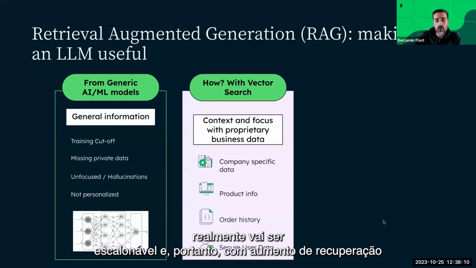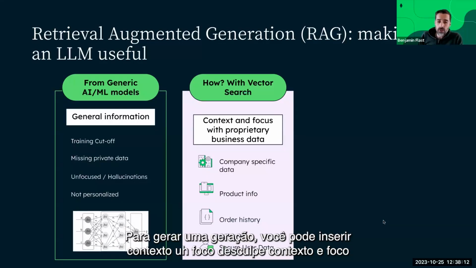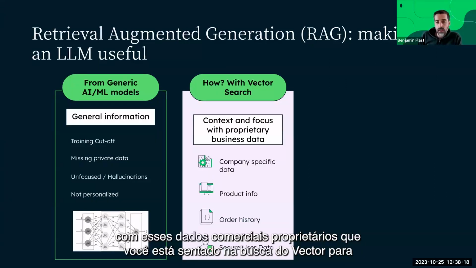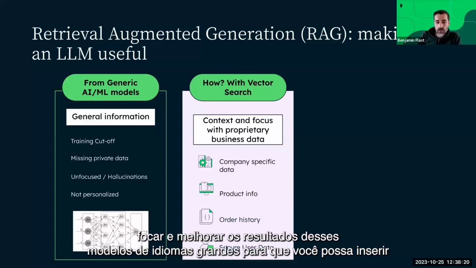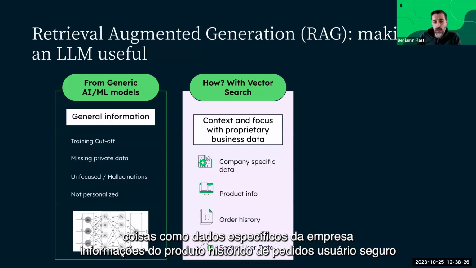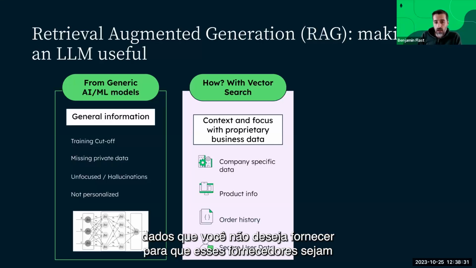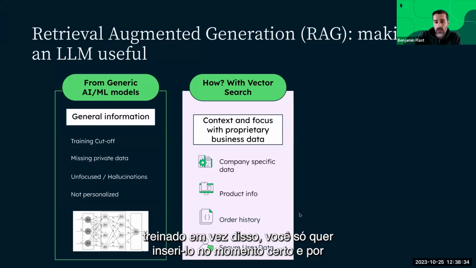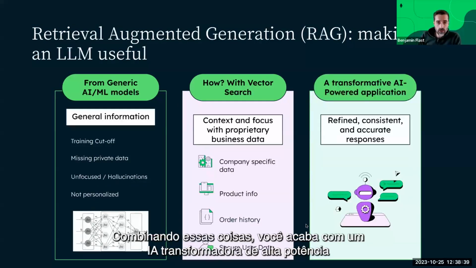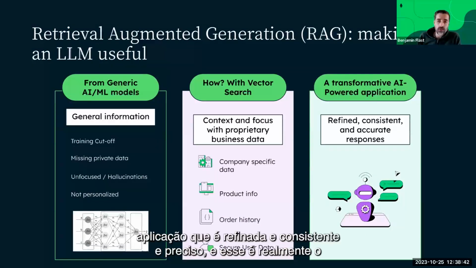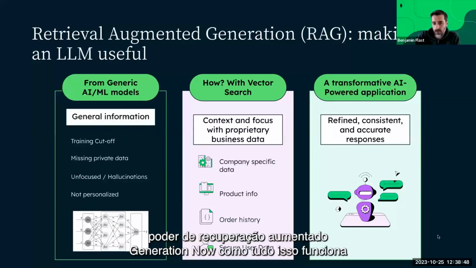And so with retrieval augmented generation, you can insert context and focus with the proprietary business data that you have sitting in vector search to improve results from these large language models. You can insert things like company-specific data, product info, order history, and secure user data that you don't want to be providing to these providers to be trained on. Instead, you just want to insert it at prompt time. And by combining these things, you end up with a transformative AI-powered application that is refined, consistent, and accurate. This is really the power of retrieval augmented generation.